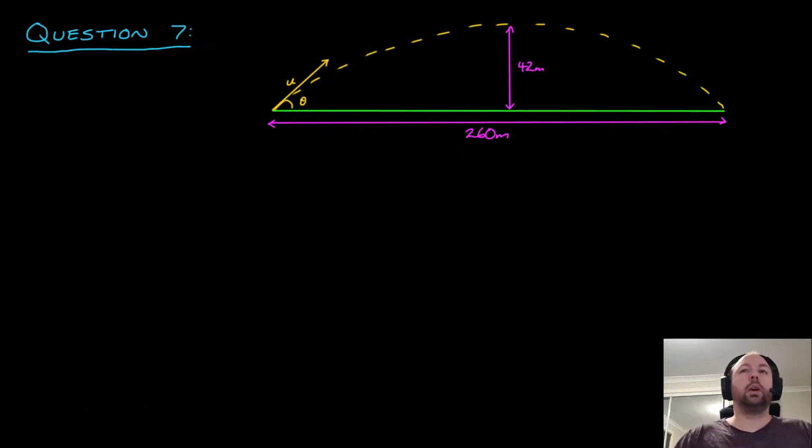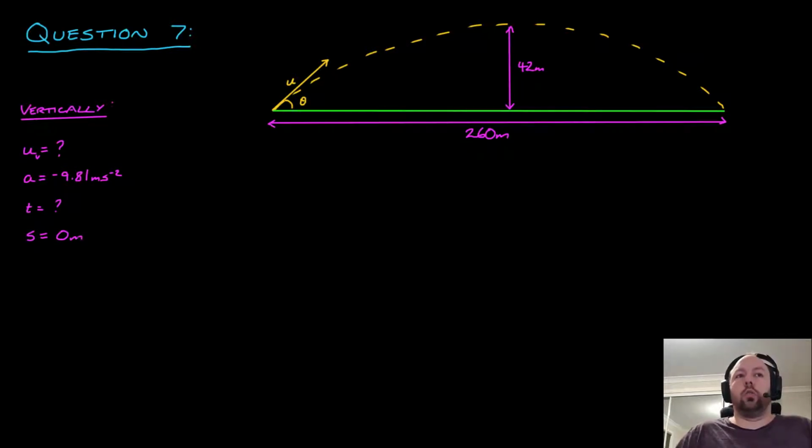Okay, so for question 7, we've got a projectile that is launched at an initial velocity at an angle, and what we know is that the range of the projectile is 260 meters and the maximum height is 42 meters off the ground. Using this information, we are asked to come up with what the initial velocity of that projectile was. So we'll start with what we know about the motion vertically.